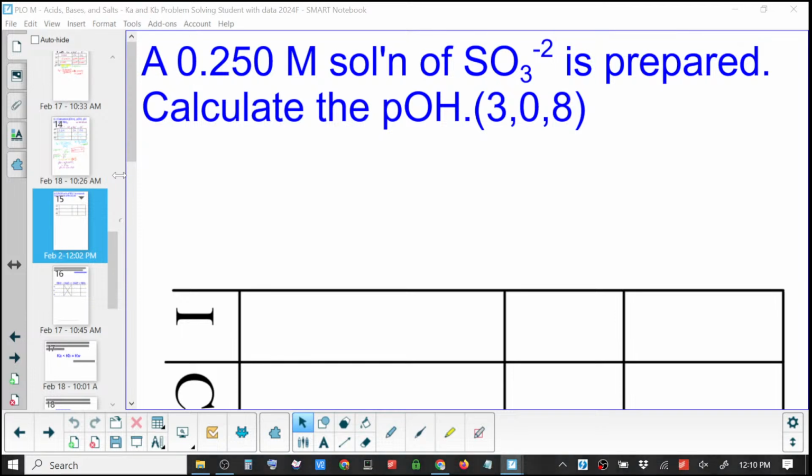Divided by 1 times 10 to the minus 7, which implied to me that you did, but you didn't label it Kb. You mean they're not? No, because the Kb and the Ka are the same. Yeah, for this particular case. It's the only acid that I know of where that's true.